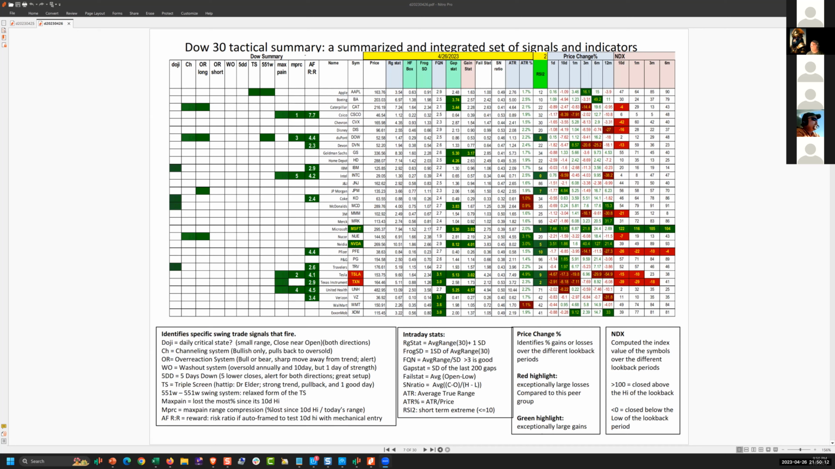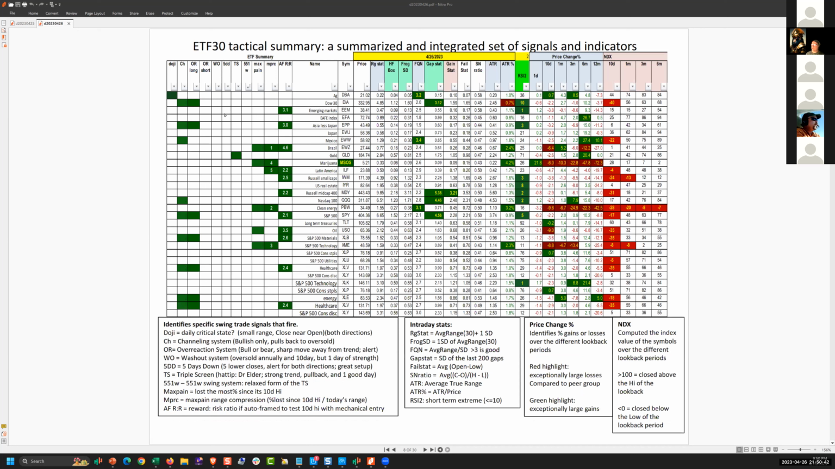Dow tactical. I say Dow, but we've got some other symbols in there too, of course. Tons of auto framers. 7-1 in Cisco. Real weakness in Pfizer, Tesla, and Texas Instruments. Strength in Microsoft and NVIDIA. Microsoft is winning the AI war, I'm telling you that right now.